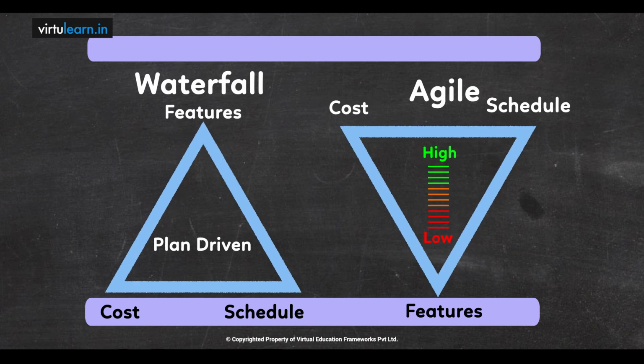The cost and schedule are frozen and features are traded off, because the features at the bottom are low-value added features. We are okay if we cannot deliver those features. In case these features have to be delivered, we will be delivering them at extra cost.